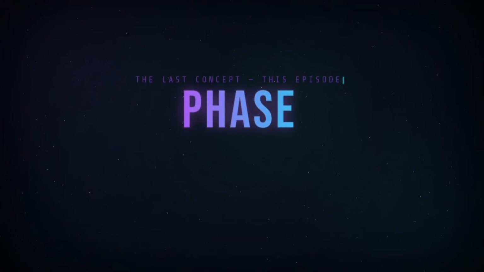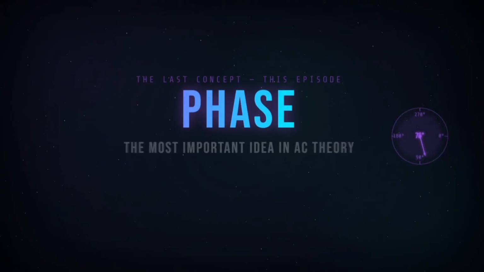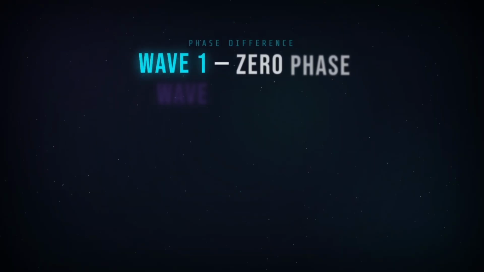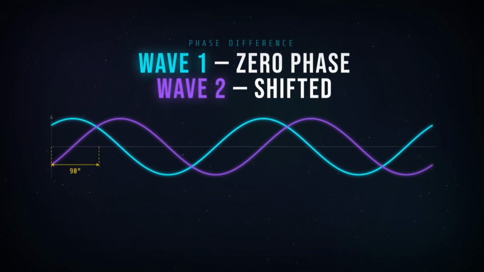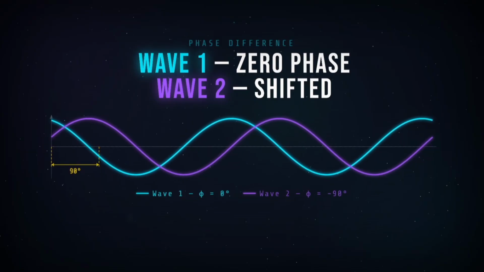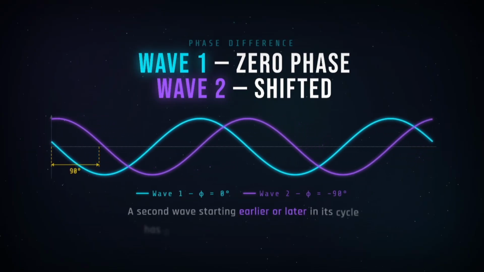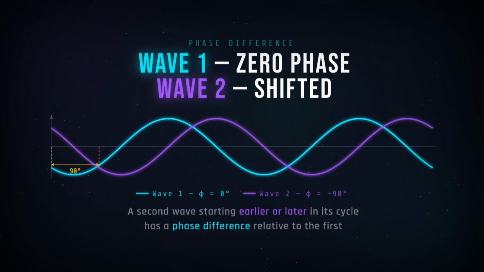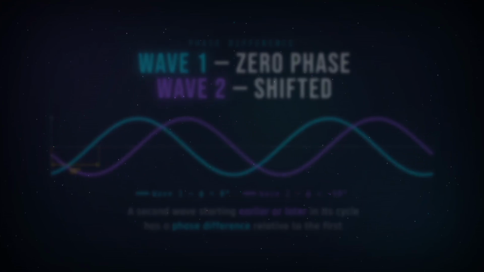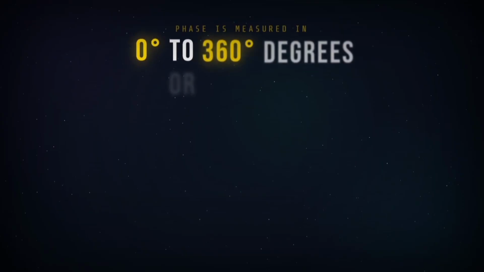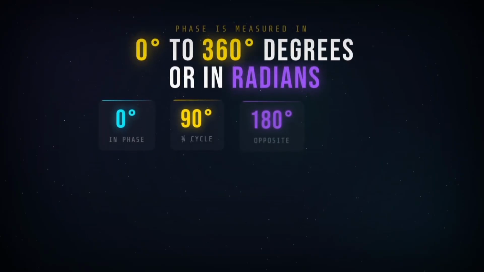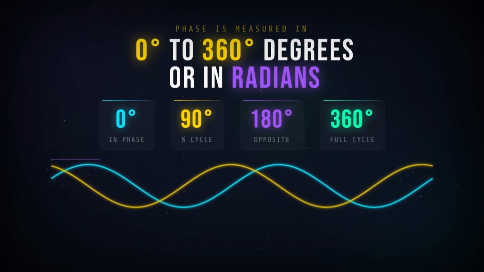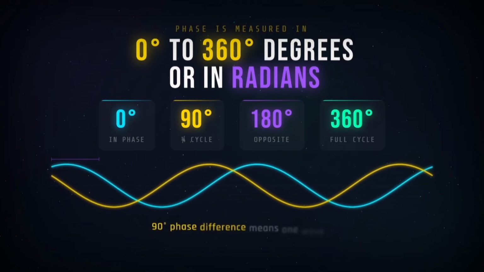The last concept in this episode is phase, and it is one of the most important ideas in all of AC circuit theory. When you have a single sine wave starting at 0 at time 0, we say it has 0 phase, no offset. But when a second wave starts slightly earlier or later in its cycle, it has a different phase. We say there is a phase difference between the two waves. Phase is measured in degrees, from 0 to 360, or in radians. A phase difference of 90 degrees means one wave is 1/4 of a cycle ahead of the other.